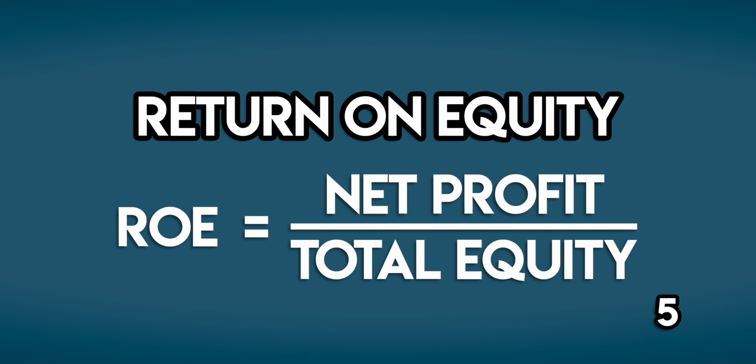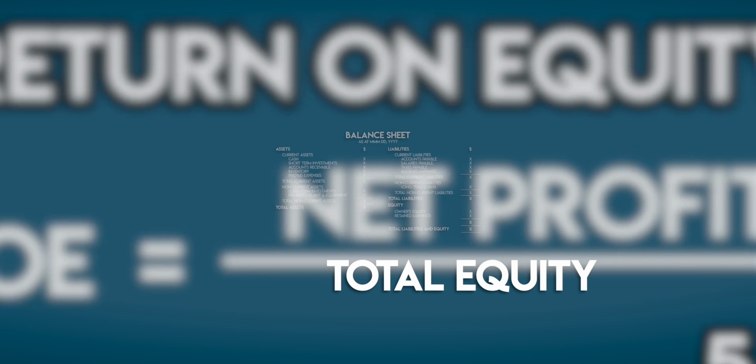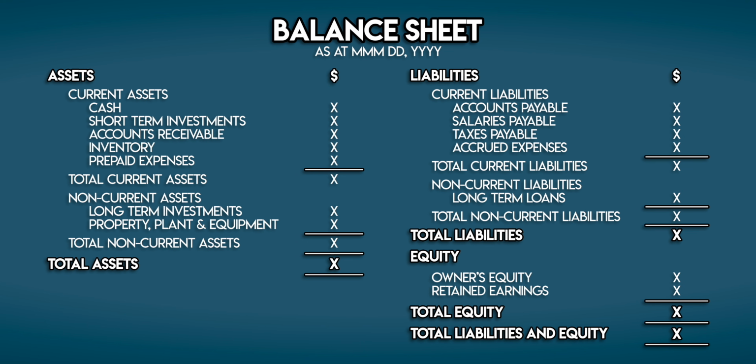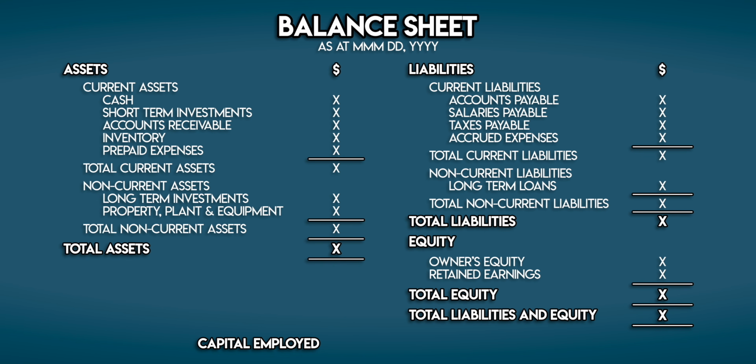But there's a problem. Some businesses choose to take out very large loans to fund their operations. This reduces the owner's claim on net assets, and it can inflate return on equity. In these situations, it can be better to use capital employed. Capital employed is a business's total assets minus its current liabilities. It ignores all long-term debt used to fund operations.